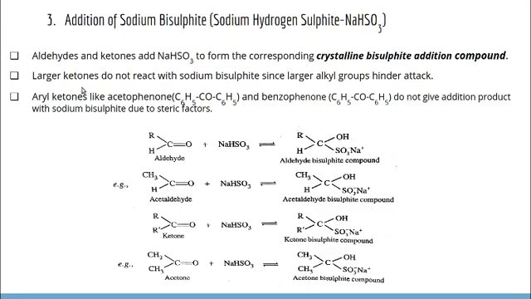In nucleophilic addition of sodium bisulfite, larger ketones do not react with sodium bisulfite, since larger alkyl groups hinder the attack of the nucleophile. As in the case of addition of water, if there are larger alkyl groups on the ketonic functional group, then that will hinder the addition of the sodium bisulfite nucleophile. So the presence of larger alkyl groups will decrease the formation of the addition product, aldehyde bisulfite or ketone bisulfite.